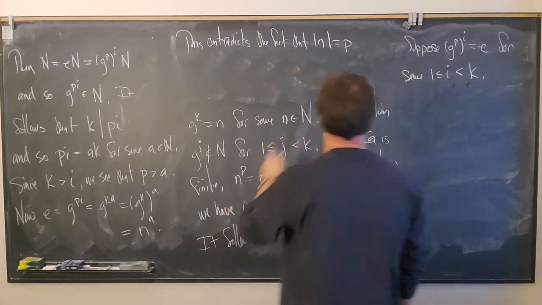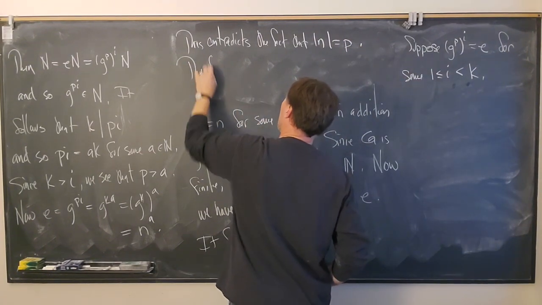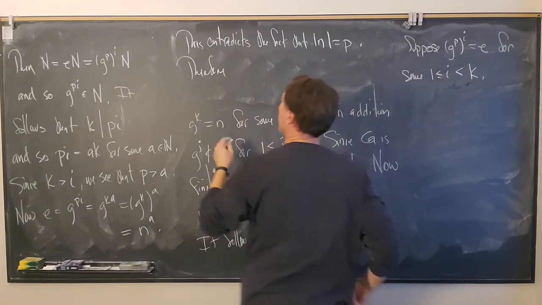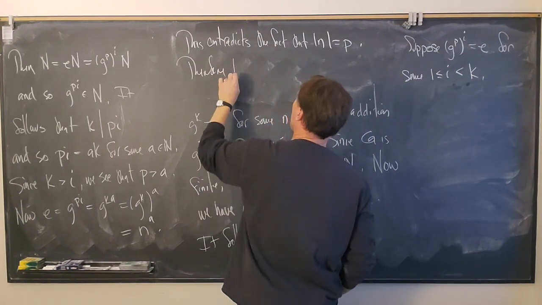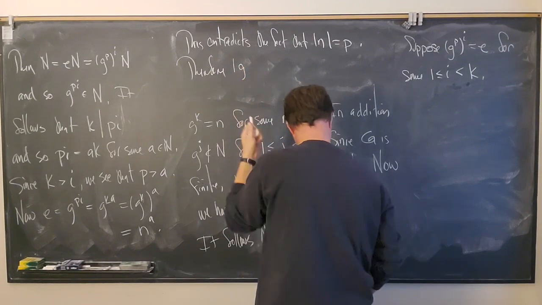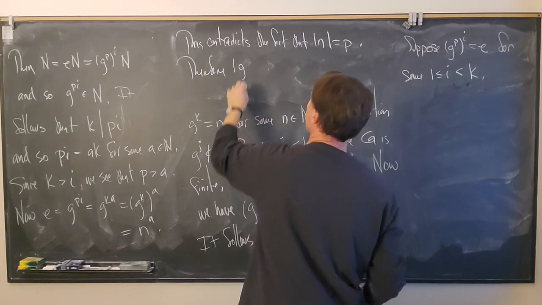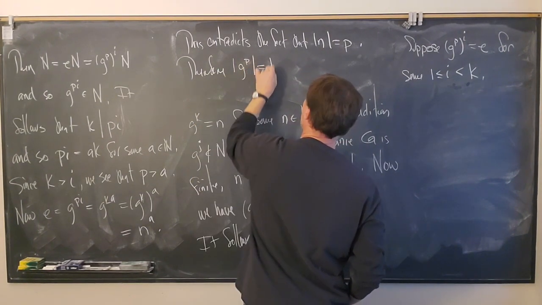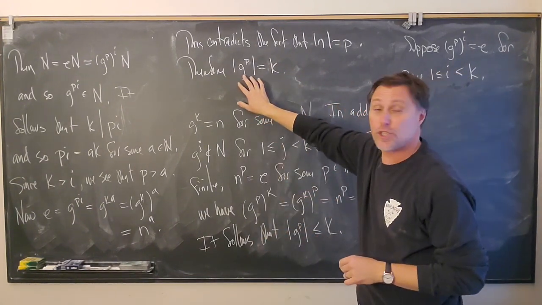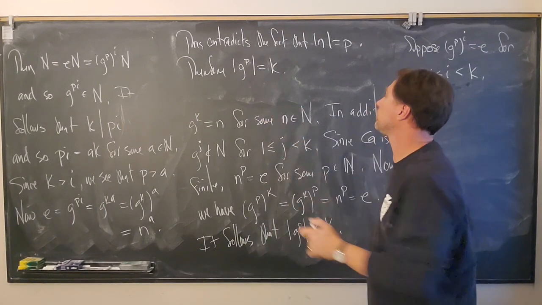All right, so therefore no such i exists. So therefore, the order of g to the p is equal to k. So that gives us an element of capital G that has order k, namely little g to the p.